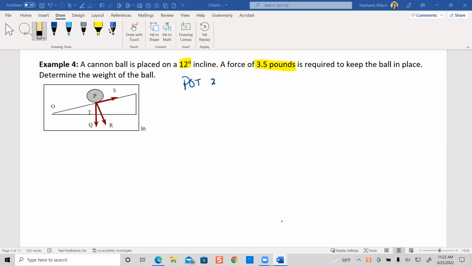Okay, so angle POT is going to equal 12 degrees. The vector PS is going to have the force of 3.5 pounds needed to keep the ball in place. PR is the force of the ball acting on the ramp. SPR is going to be the 90-degree angle. PQ is the weight of the ball. So let me just write that down: the weight of the ball.